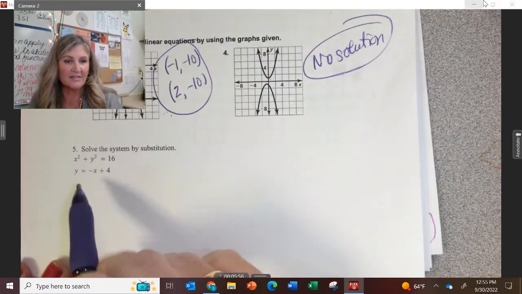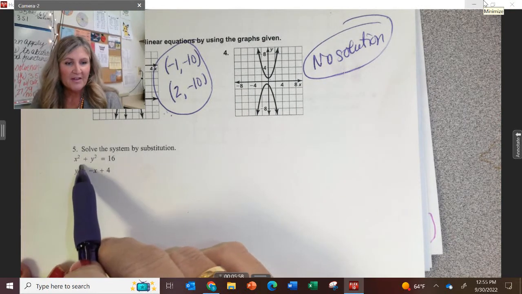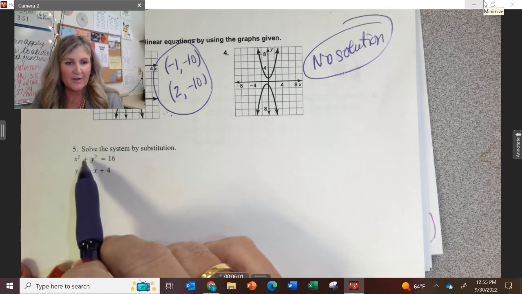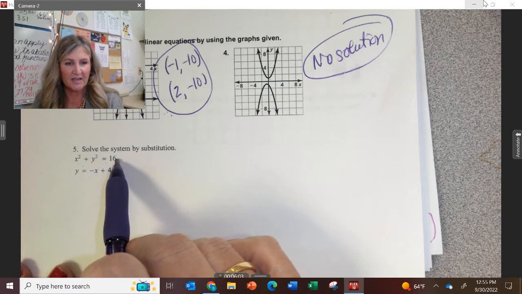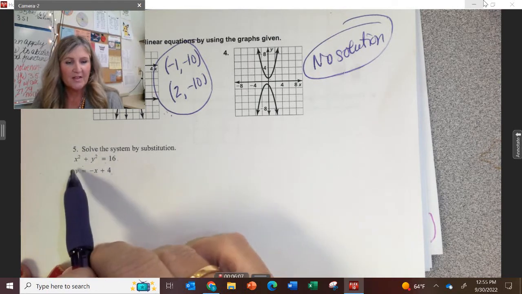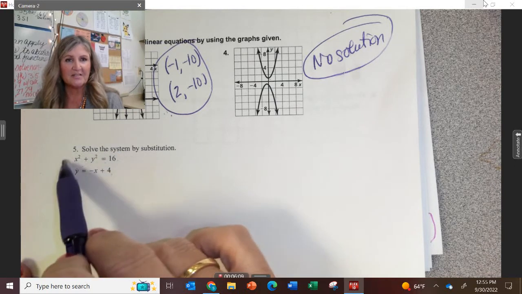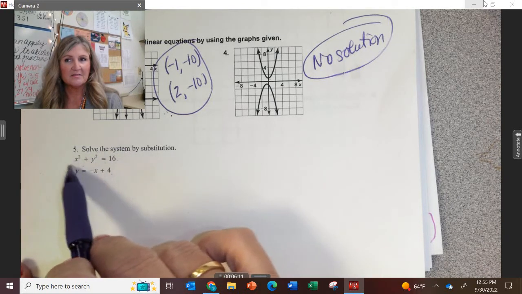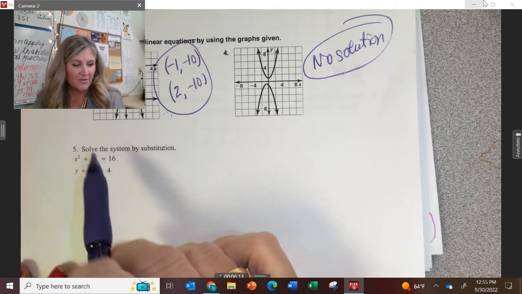Let's talk about how we can solve these algebraically now. So we have the equation x squared plus y squared equals 16 and y equals -x plus 4. Do you guys know what kind of shape this is? What do you think, Emily?